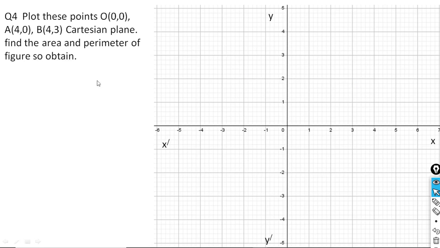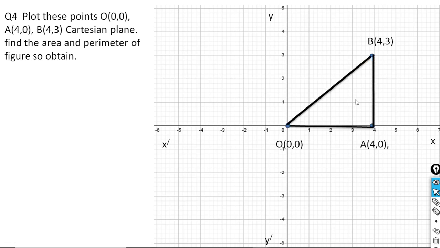Let us discuss another problem. In this problem, we have to plot the points (0, 0), (4, 0) and (4, 3) in the Cartesian plane and find the area and the perimeter of the figure so obtained. First we plot the point O, which is the position of the origin, that is (0, 0). Point A, (4, 0) and the point B, (4, 3). We'll join them in order. We'll get a right angle triangle.